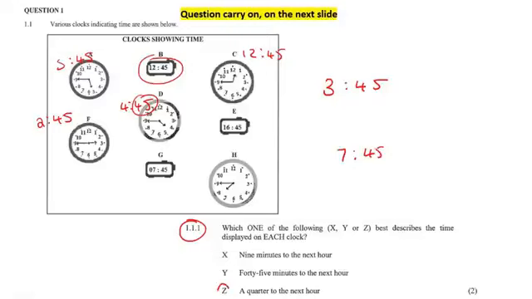So Z is going to be the correct answer. You're going to say a quarter to whatever the next hour is. You wouldn't say 45 minutes to the next hour, and you definitely wouldn't say 9 minutes to the next hour. So Z is the answer there.